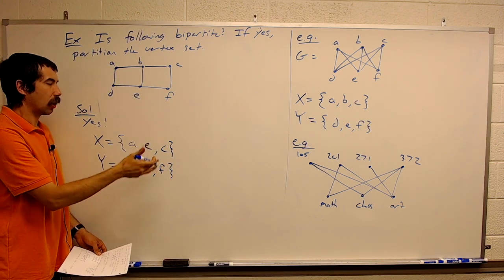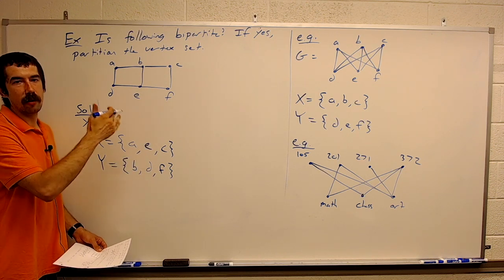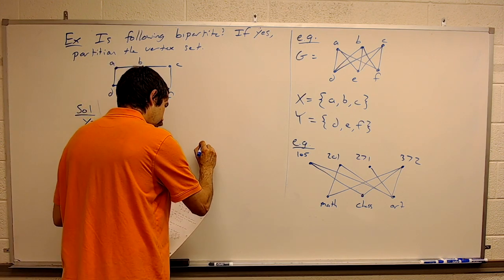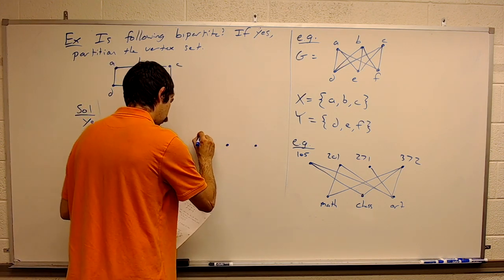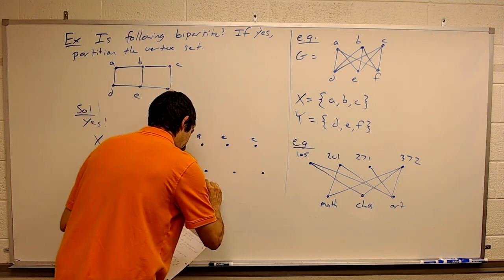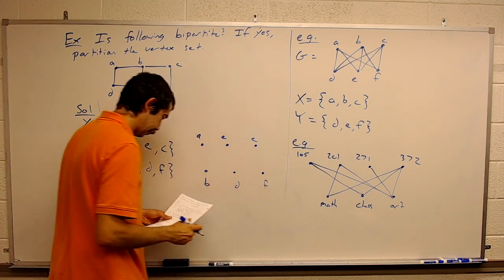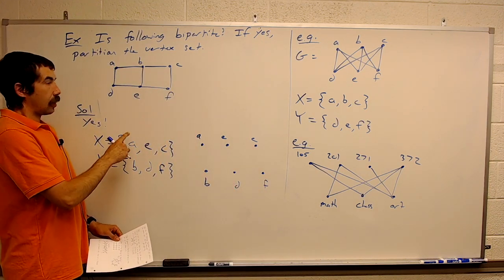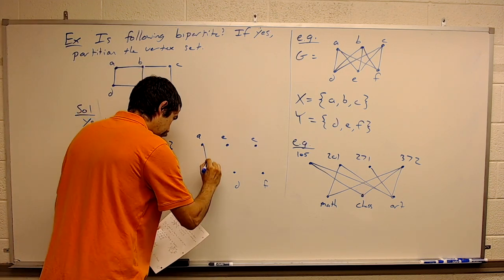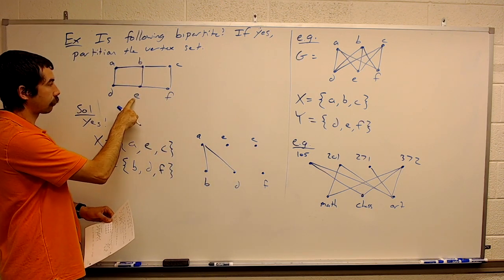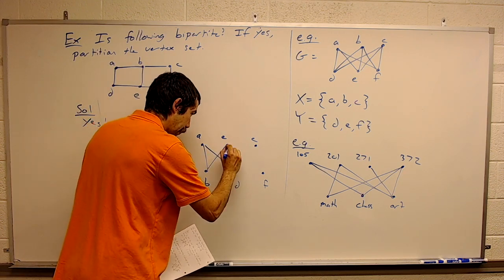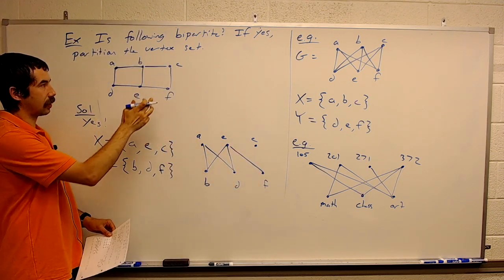Okay, and so now let's redraw our graph just so we can really see that all the edges go from x to y. So our x set is A, E, C. Our y set is B, D, F. And there's an edge AB, AD, ED, EB, EF, and C has CB and CF.